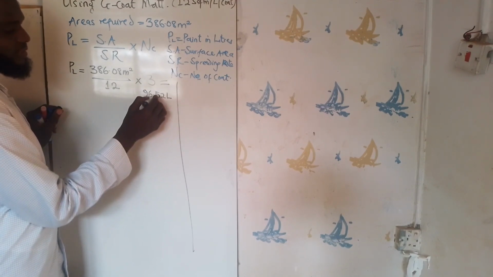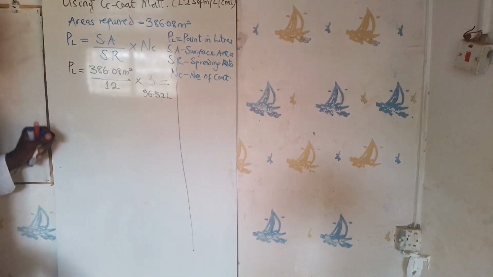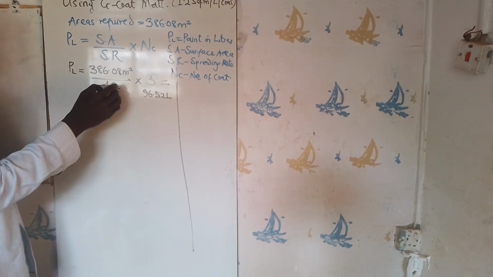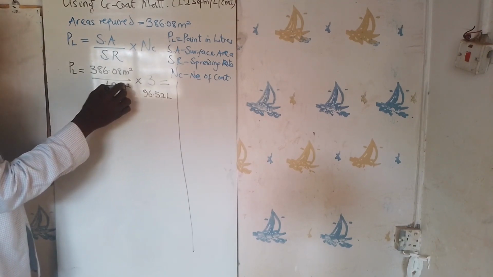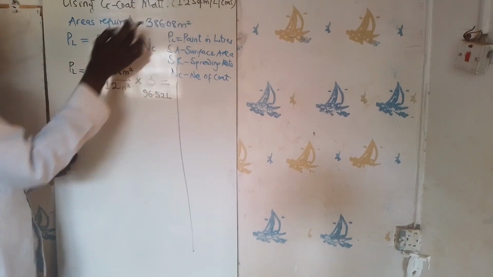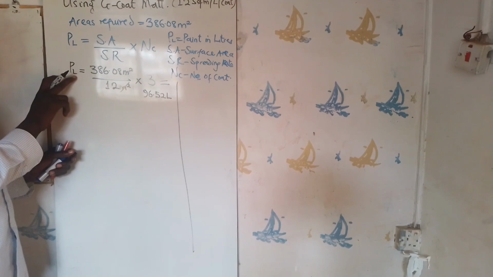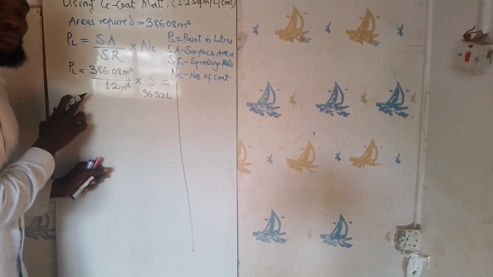Liters. Do not forget, it's going to be in liters now. The surface area is in square meters, and the 12 square meters is the coverage, so the square meters will cancel out, leaving us in liters.